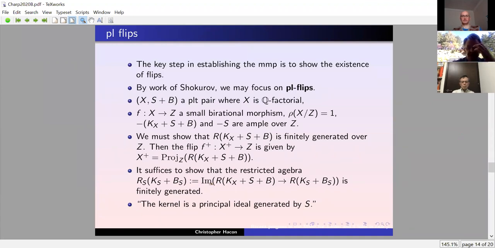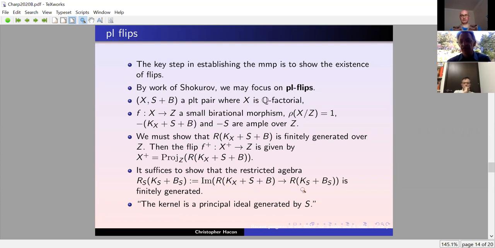So what's the restricted algebra? We can restrict this ring to S. The mth graded piece is just sections of m times (K_X + S + B), and the restriction of K_X + S + B to S, by adjunction, is the canonical class of S plus a boundary divisor B_S. Again, if you're not familiar with the technicalities, think of S as a smooth divisor in a smooth variety X, with B zero, and then this is just the usual canonical ring. That's the restriction.